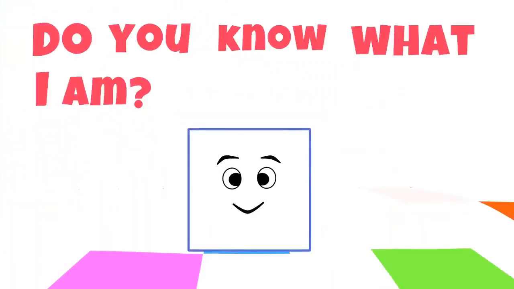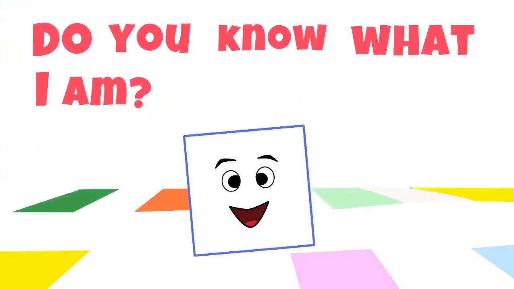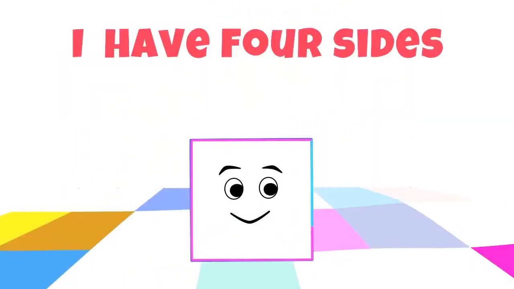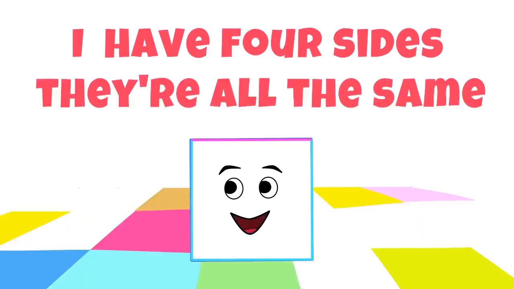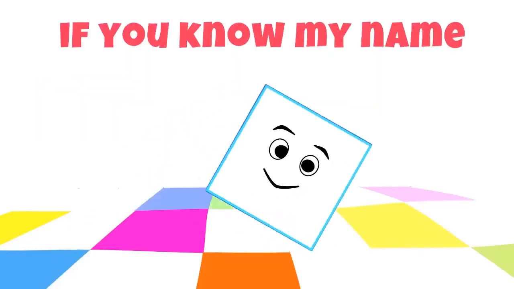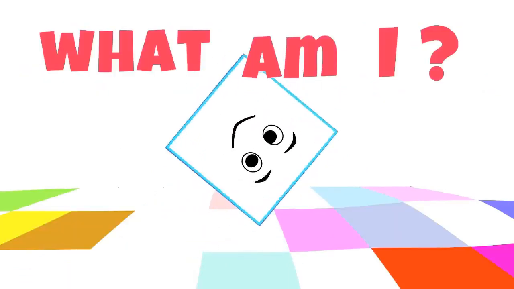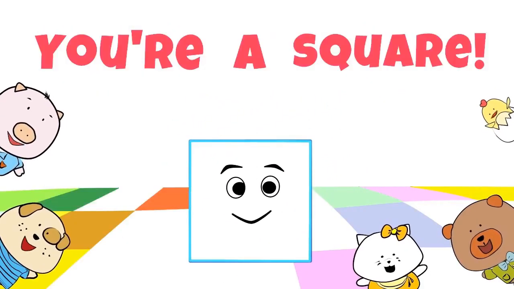Do you know what I am? Say my name if you can. I have 4 sides, they're all the same. If you know my name, you're good at this game. What am I? You're a square.